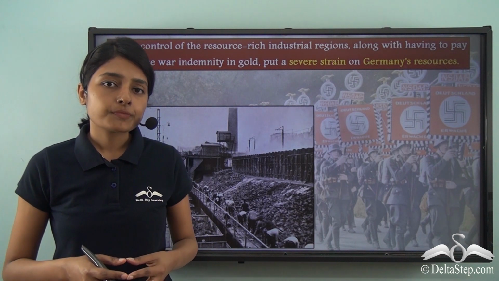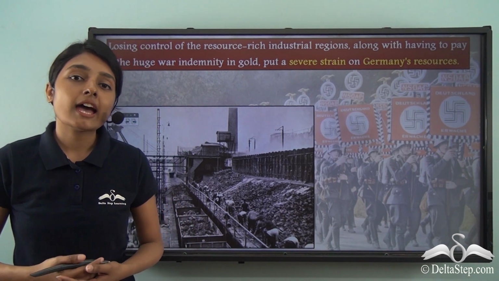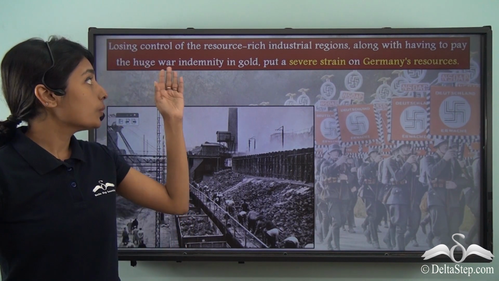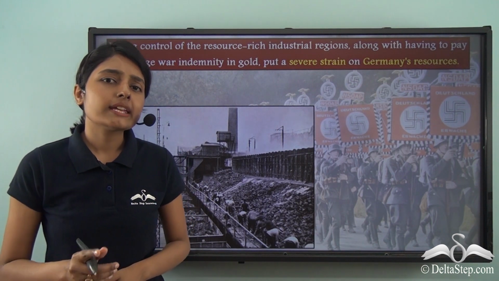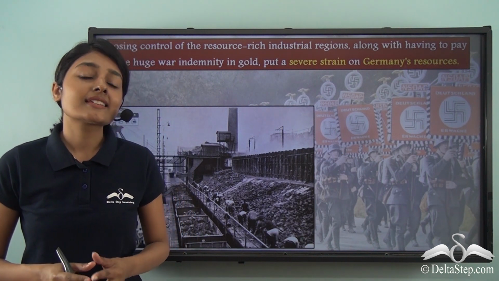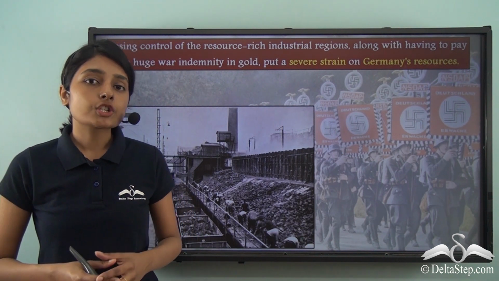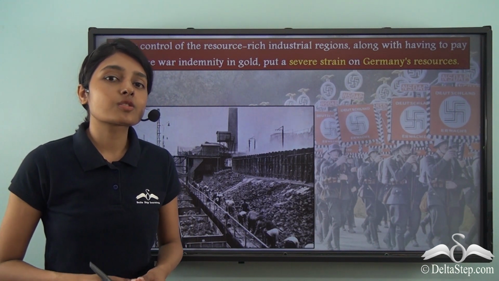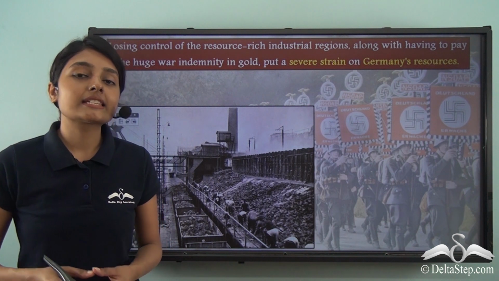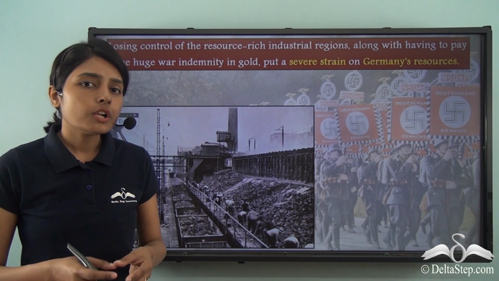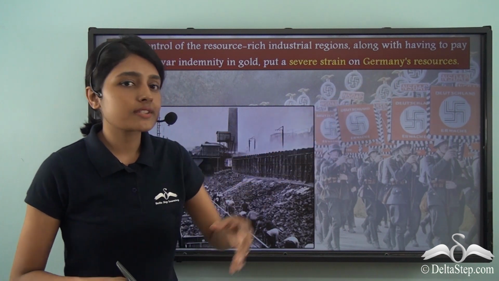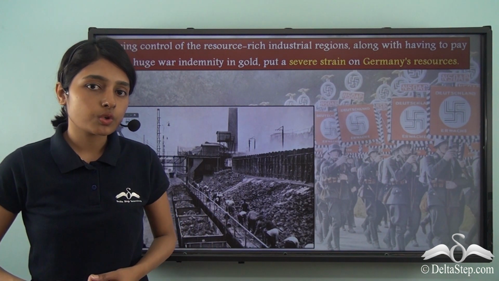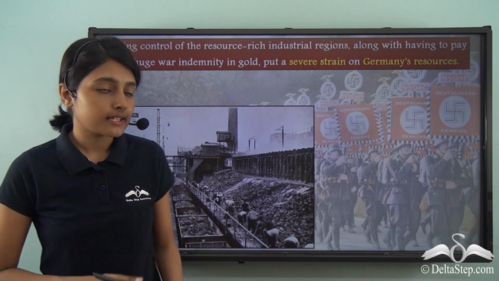Why was it so? Because Germany did not have any way to earn revenue in order to pay back the war indemnity. The war indemnity was as high as 6 billion pounds, and on top of it, Germany did not even have sufficient resources to have its factories and industries running. So altogether, Germany's resources were severely depleted following the First World War and the Treaty of Versailles.